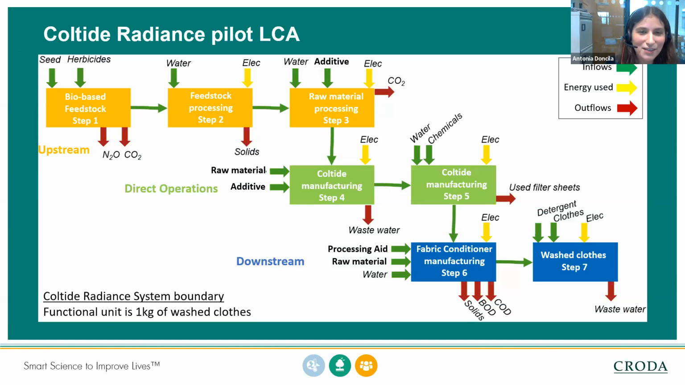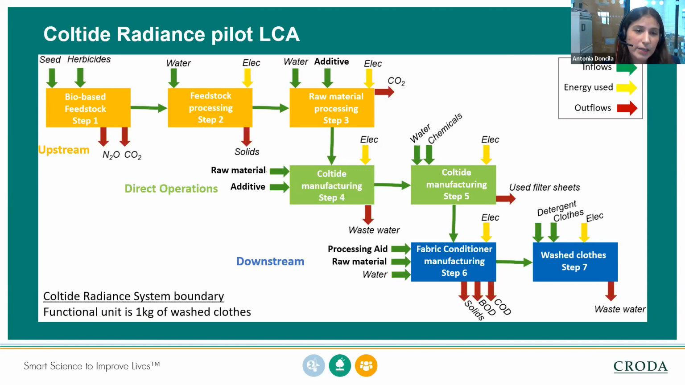So now a real example from us. The product we chose for our pilot LCA is Coltide Radiance. This is an innovative biopolymer added to fabric conditioner formulations to protect garments and fabrics from damage, color loss and graying. And here you can see the system boundary for the Coltide Radiance LCA with the different data inventories reflecting the different life stages of the product. So upstream colored in amber, within our direct operations in green, and downstream in blue.